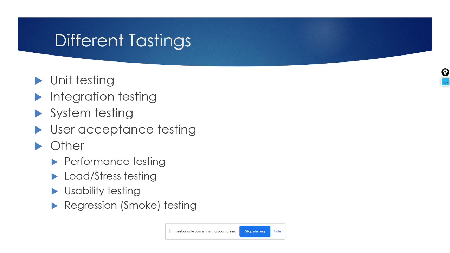So actually there are a lot of types of testing, starting from unit testing, integration testing, system testing, user acceptance testing, and there are some other testings like performance testing, load testing, usability testing, regression or smoke testing. So you must be aware of each and every type of test, because in industry, before a product is released to the customer, all of these types of testing are done.